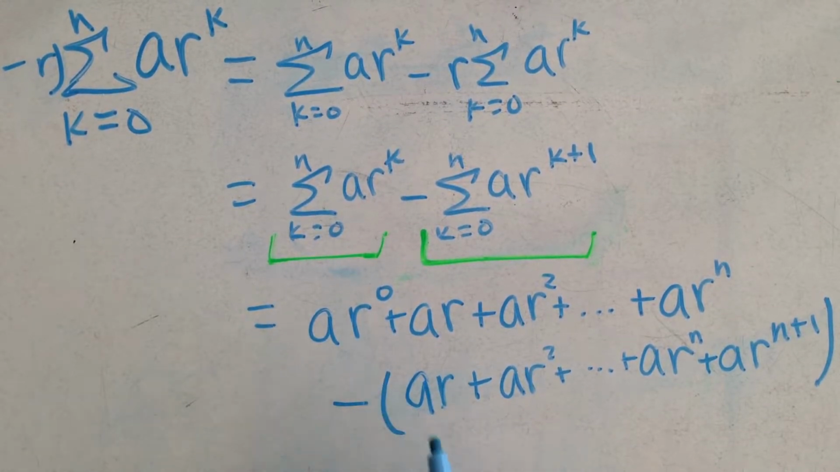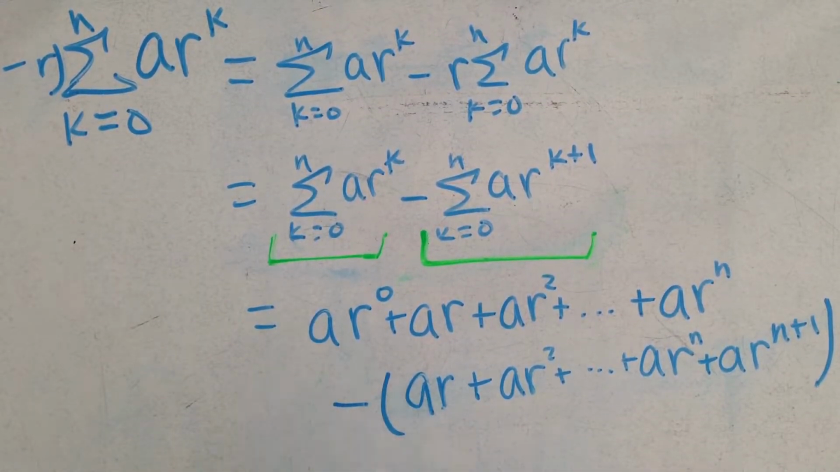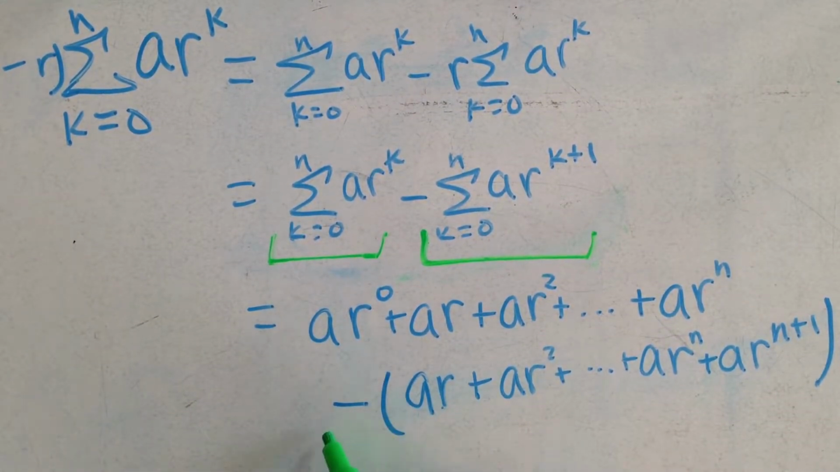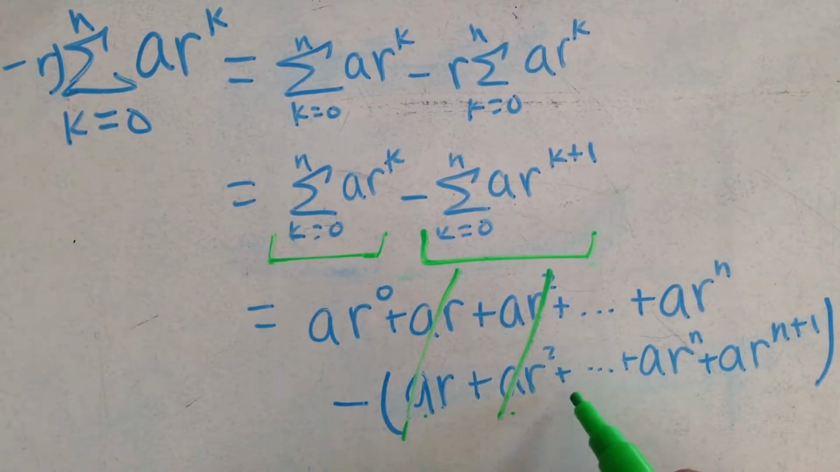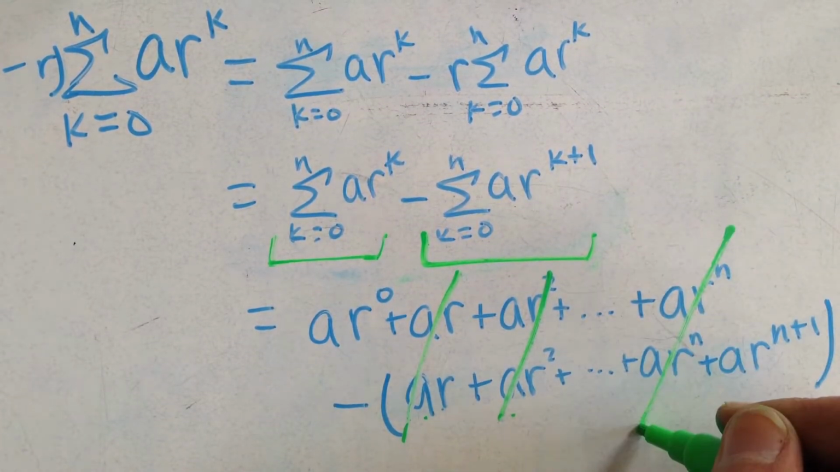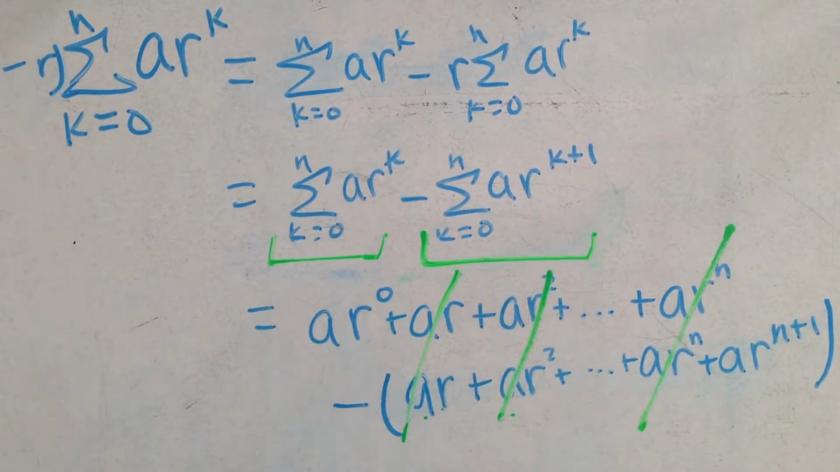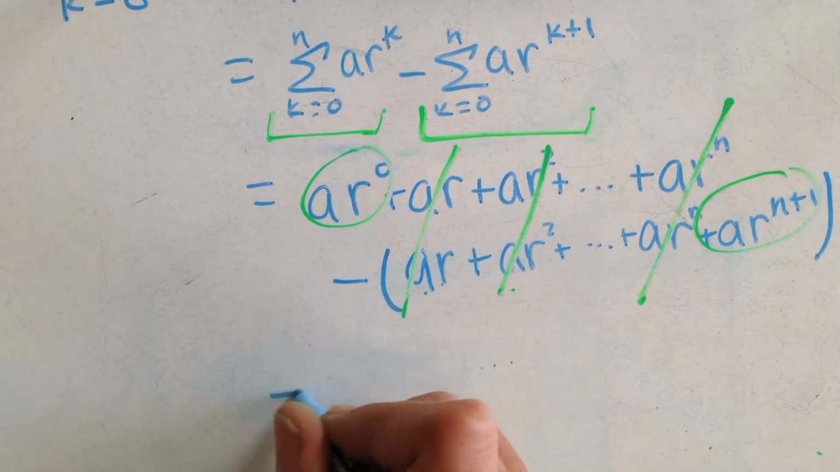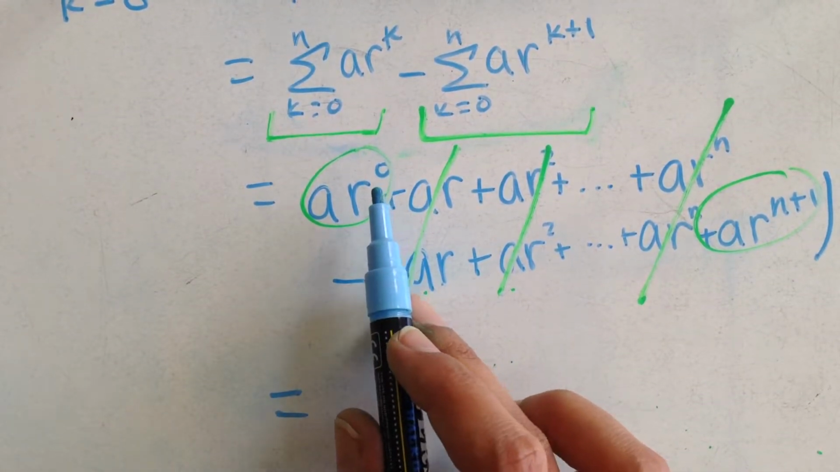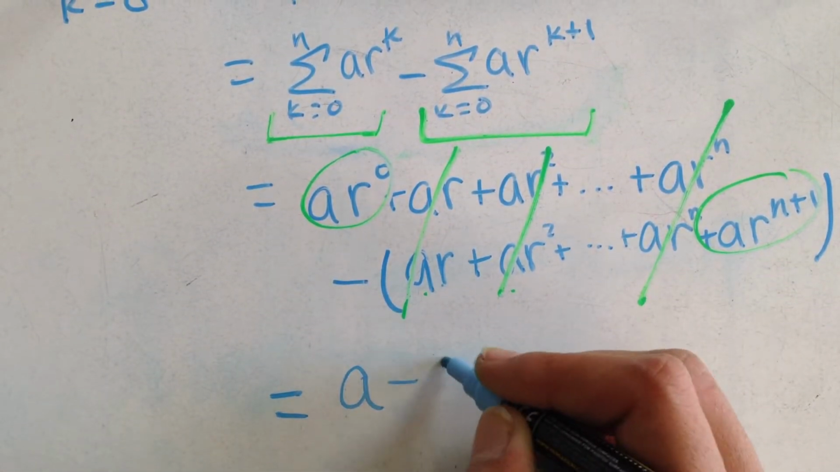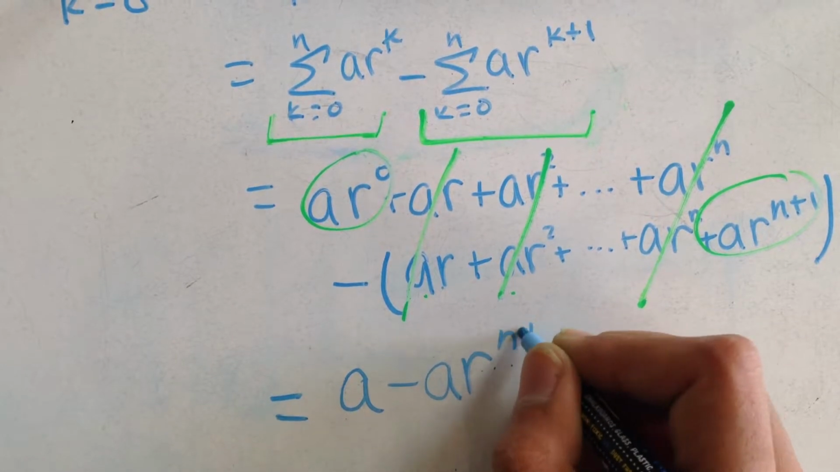So now if we subtract these two terms, you'll see why I've lined it up in this way, because we get a telescoping sum. So this a times r cancels out with this minus ar, and a minus ar squared cancel out, and all the middle terms cancel out, including a times r to the power of n minus a times r to the power of n. So all we're left with is this first term and this last term, which is just a times r to the power of 0, which is just a times 1, minus a r to the power of n plus 1.